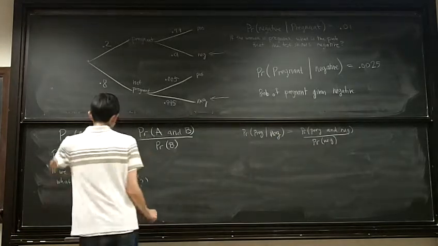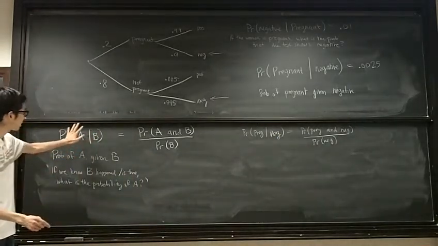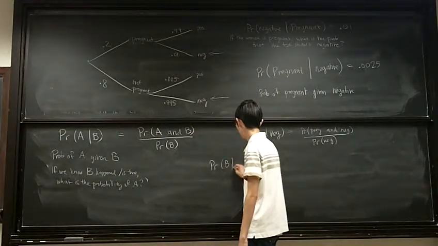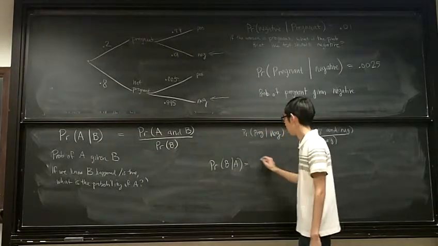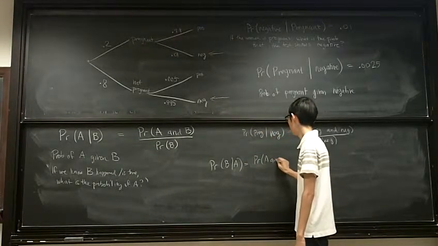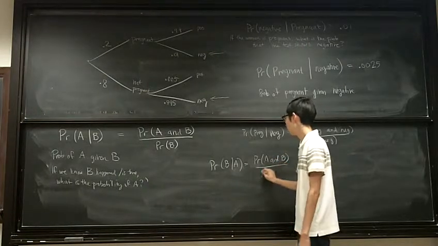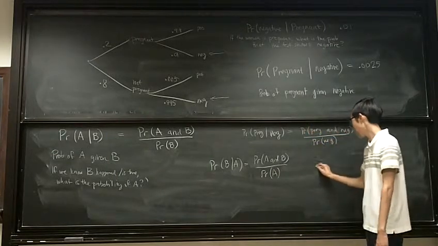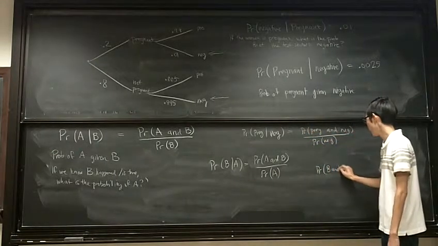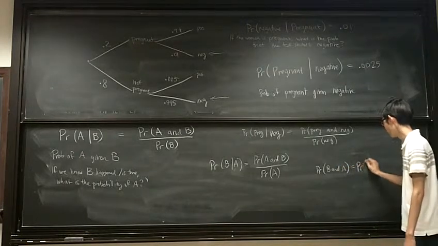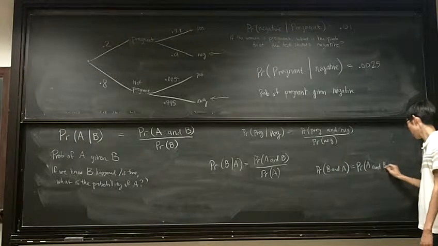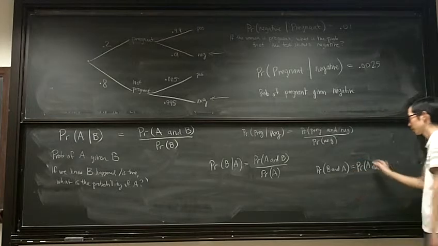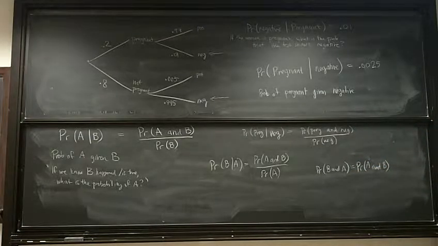Okay. And again, you know, these labels could be flipped around. And so what's the probability of B given A? This is the probability of A and B divided by probability of A. Okay. And you should note that probability of B and A is the same thing as probability of A and B. So basically all I did was just flip the position of A and B around, and that's what we get.